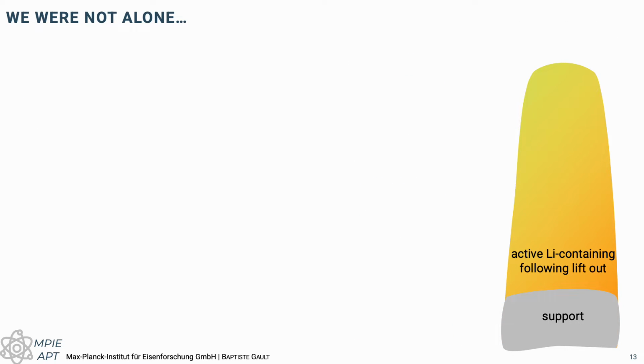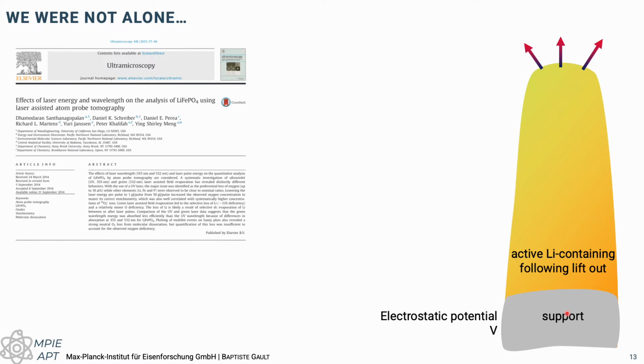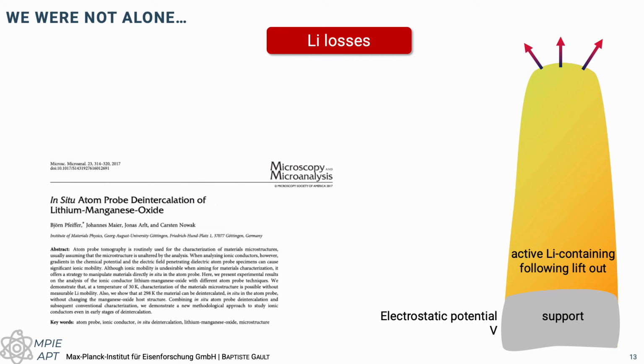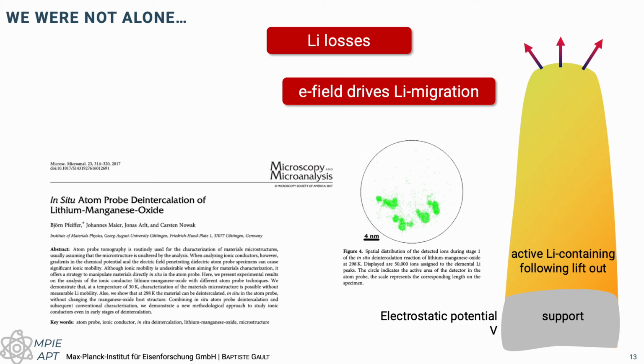There were also other reports of similar issues. So in a different specimen configuration now, where we have a support and the active material containing the lithium on the top, similar to what we had done with the lithium titanium oxides, and for example in this case it was lithium iron phosphates, they were reporting on lithium losses. Some other reports were talking about this electric field driven lithium migration, forming these hotspots on the detector. And the lithium is just what is detected in this case. We don't really detect any of the other elements for quite some time.